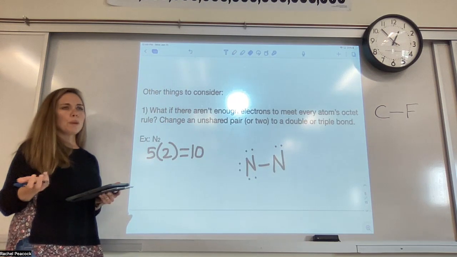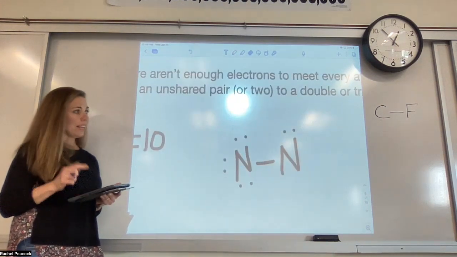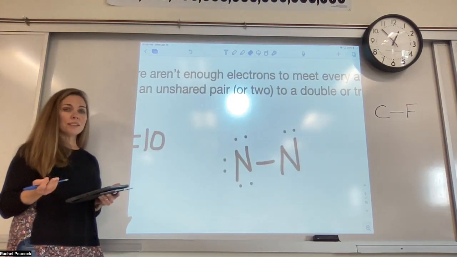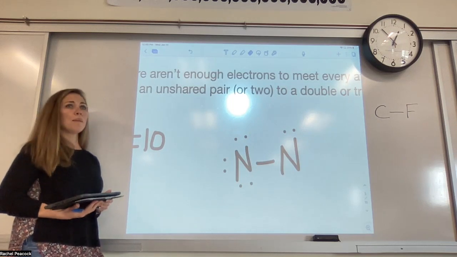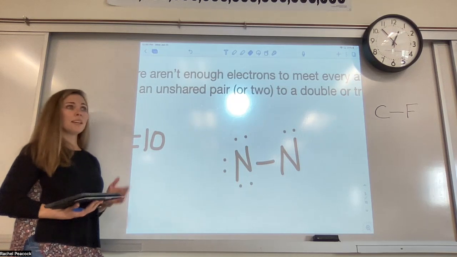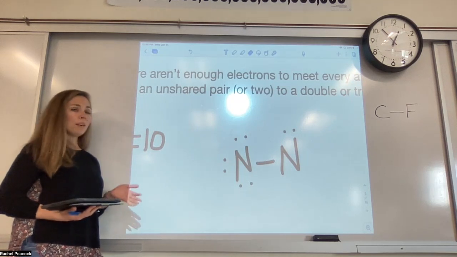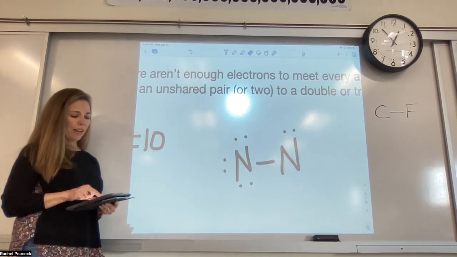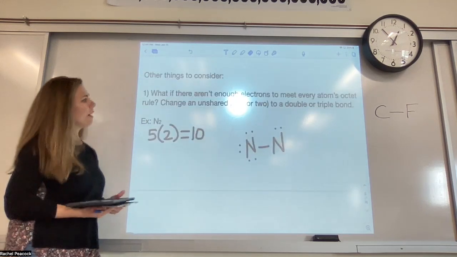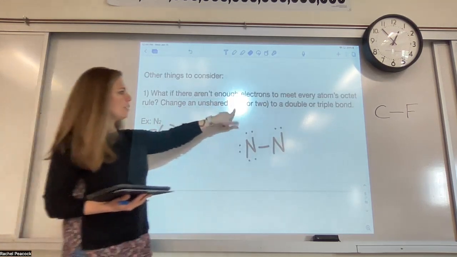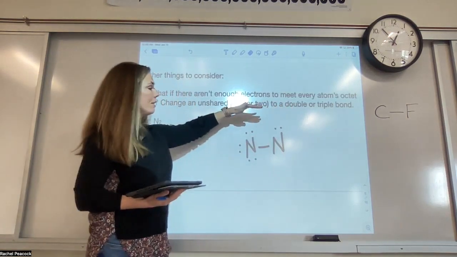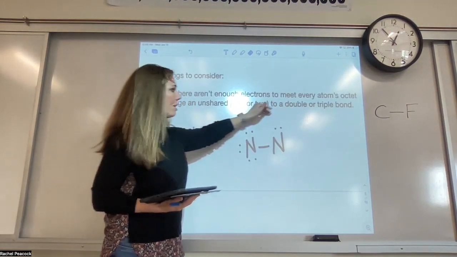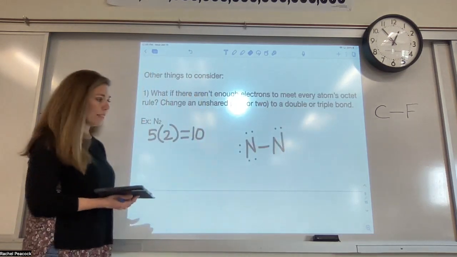So what do you do when you don't have enough? Like, we have not met the requirements of step 6. Step 6 is make sure everybody has a complete octet. One of our nitrogens doesn't, okay? Well, you'll see you can change an unshared pair to a double bond. Or if you need to change more than that, you can change it to a triple bond, okay?